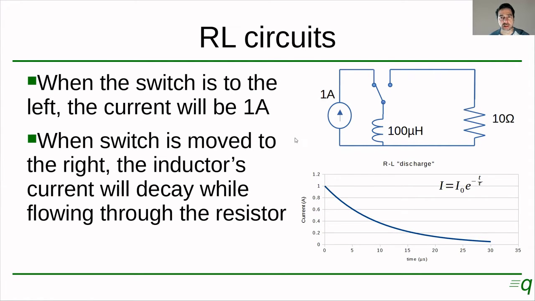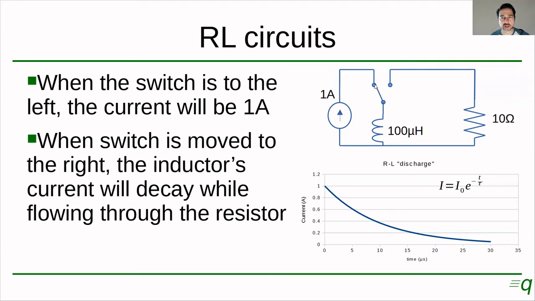Let's talk about a circuit with inductors and resistors. Let's consider this circuit here. We have a 1 amp current source, a 100 microhenry inductor, and a 10 ohm resistor here. When the switch is to the left, we're going to have 1 amp flowing through this branch of the circuit, right? Because the current source forces 1 amp through this loop here. So that 1 amp is flowing through the 100 microhenry coil, or inductor.